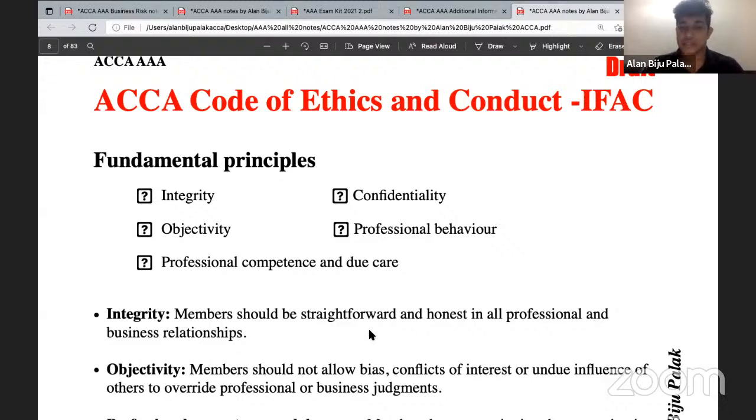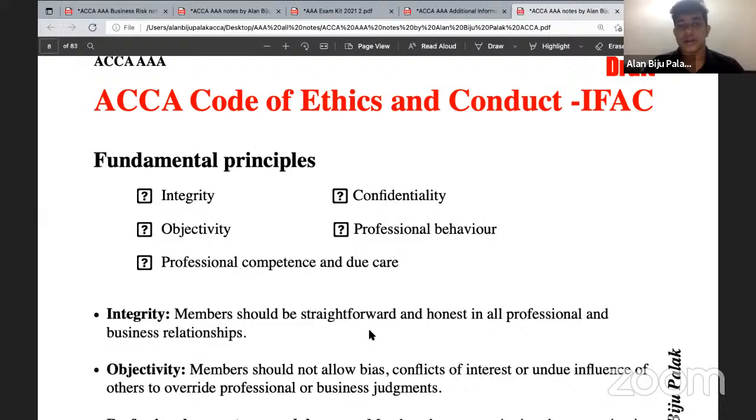And finally, it's professional behavior. Professional behavior states that you must act like a professional, and you should not do any act that may discredit your professional body, or the ACCA, or any other accounting professional body as a whole. You should not do any act that may discredit the total accounting profession. That is something called professional behavior. So these are the 5 fundamental ethical principles.